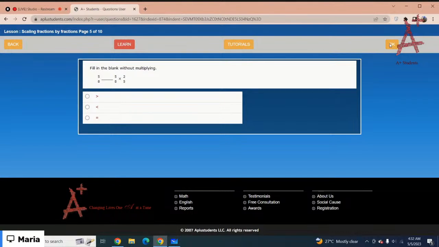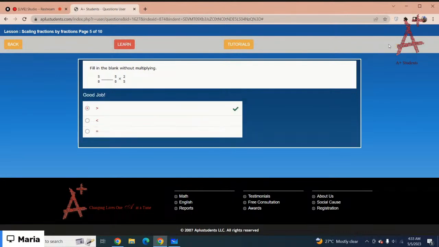Okay, 5 by 8 and 5 by 8 times 2 over 5. Yes, 2 by 5 is less than 1. Got it? That means when you multiply 5 by 8 times a number that is less than 1, it would be smaller. Got it? So 5 by 8 is greater than 5 by 8 times 2 over 5.